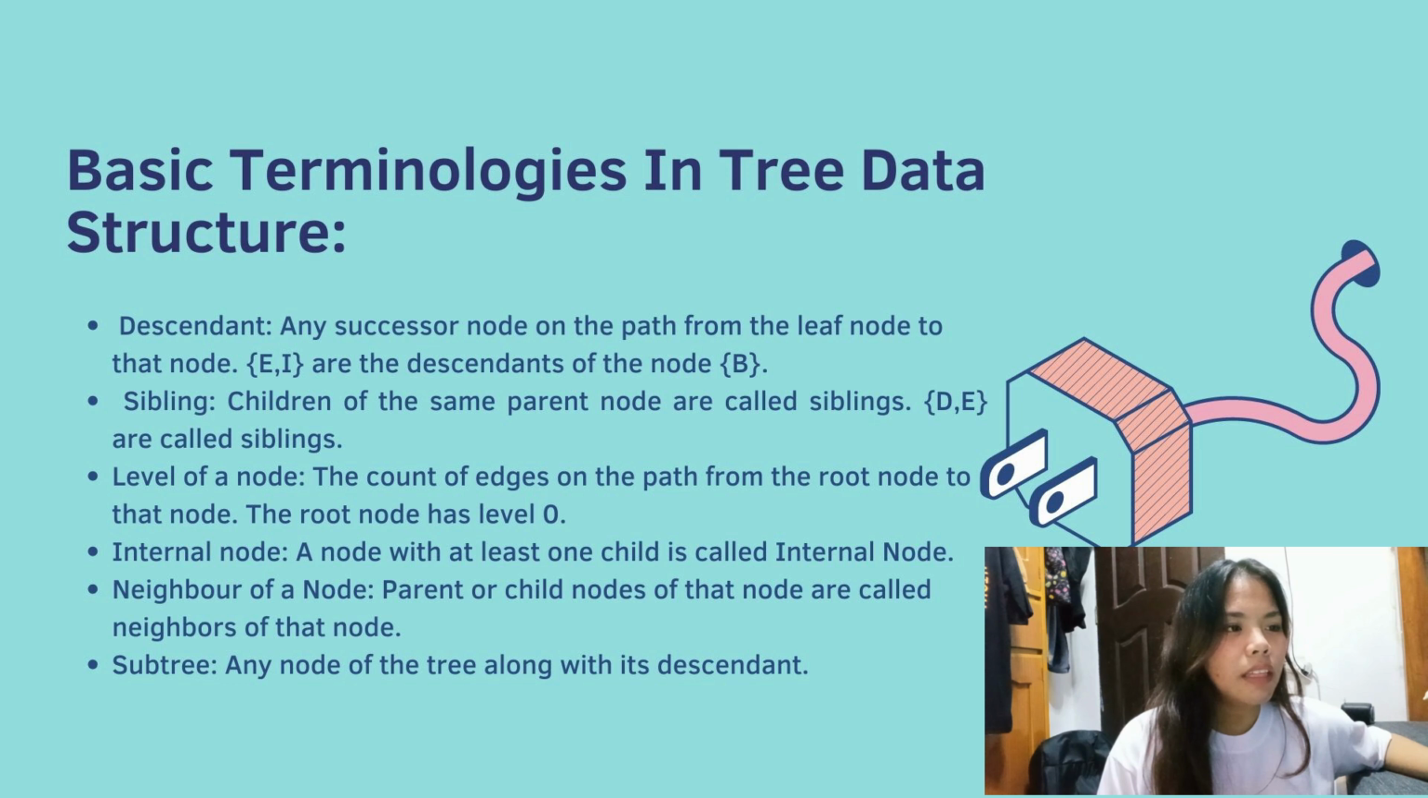Level of a node. The count of edges on the path from the root node to that node. The root node has level 0. Internal node. A node with at least one child is called an internal node. Neighbor of a node. Parent or child nodes of that node are called neighbors of that node. Subtree. Any node of the tree along with its descendants.